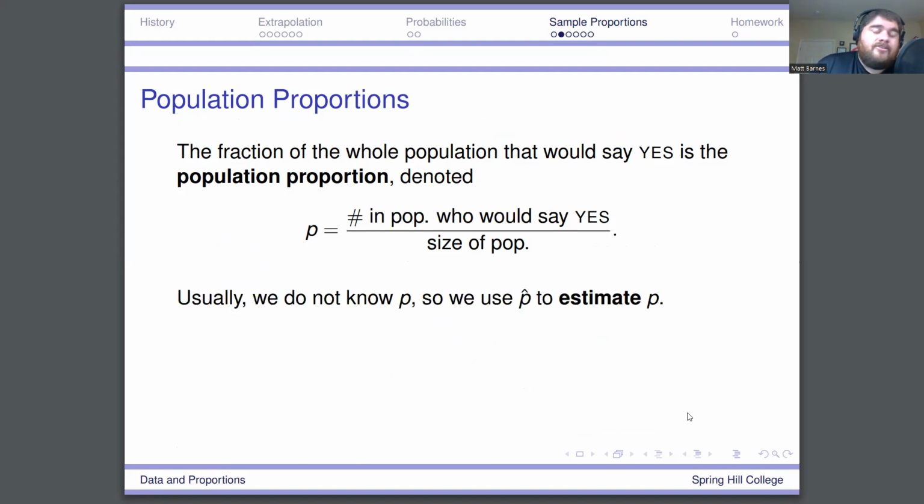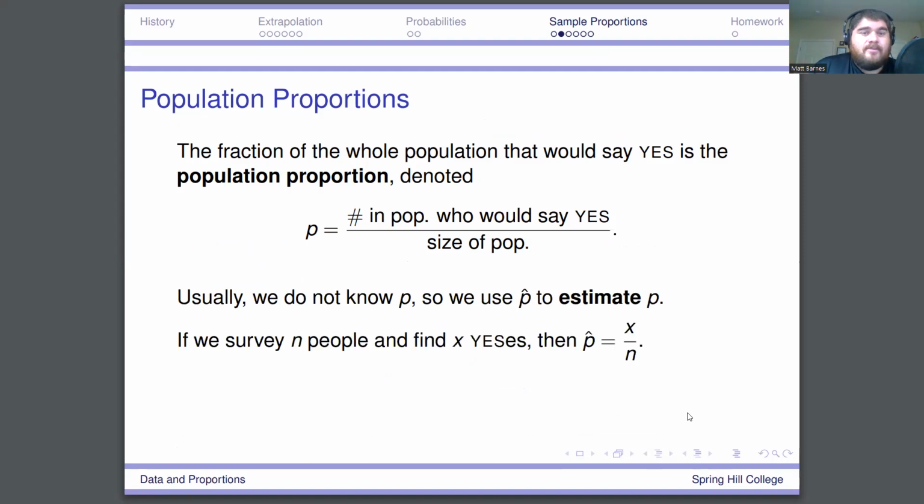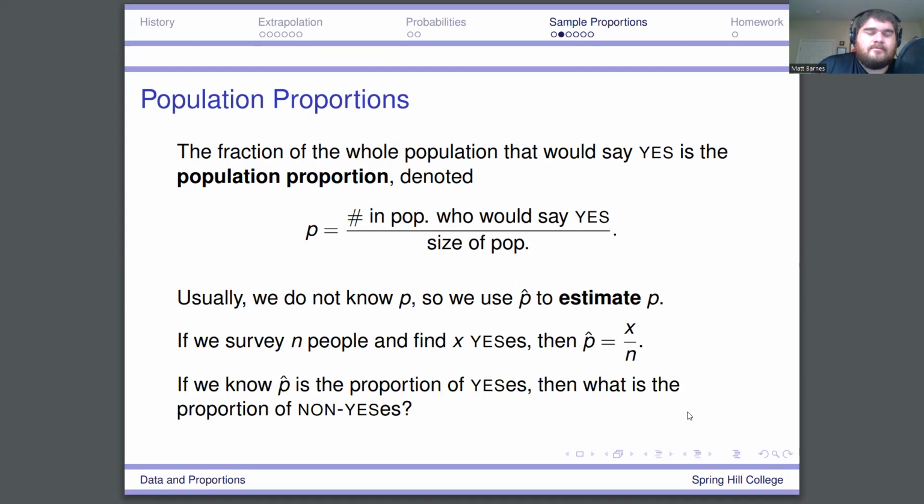We usually don't know that. It's usually impossible to find that. So we often use P hat to estimate what P is going to be. We survey some number of people, find out X number of them said yes, and then P hat would be the number that said yes over the total amount of people we asked there.